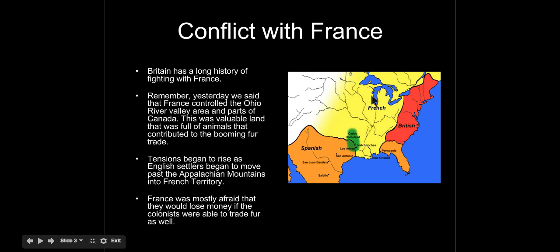However, French territory was a very valuable fur trading area. There were lots of animals that were killed, skinned, and their furs were sold back to Europe, and France was making tons of money off the fur trade. Naturally, Britain wanted a piece of that wealth from the fur trade. So settlers began to move past the Appalachian Mountains into French territory. France was pretty afraid that they would lose money if the colonists were able to trade fur as well, so naturally they were not too happy about the British intruders.